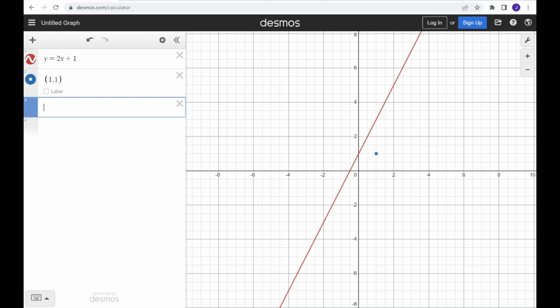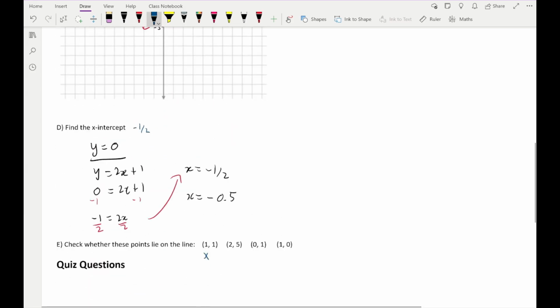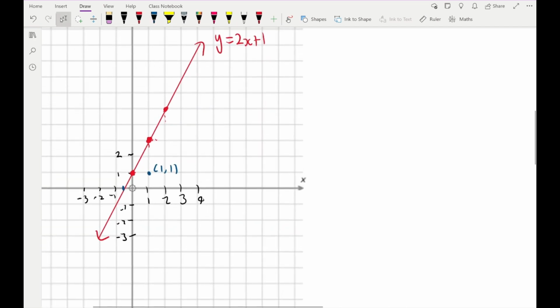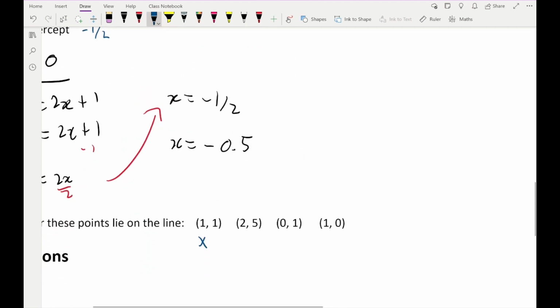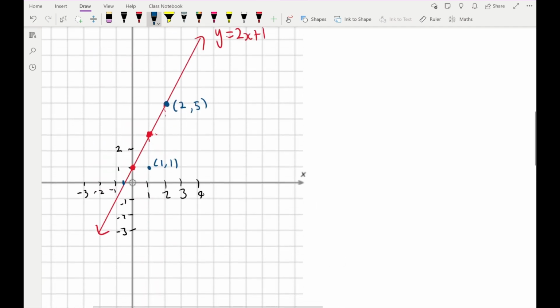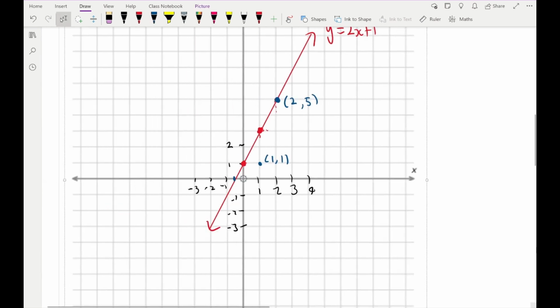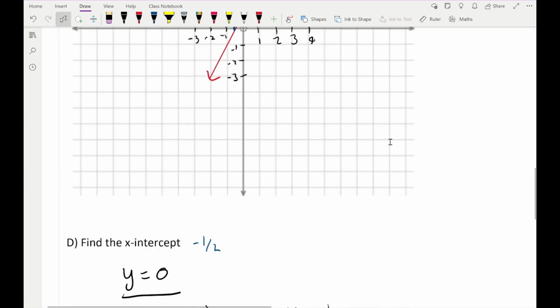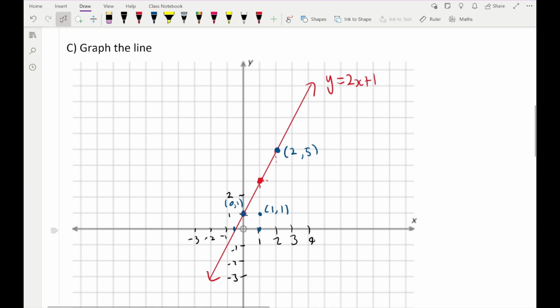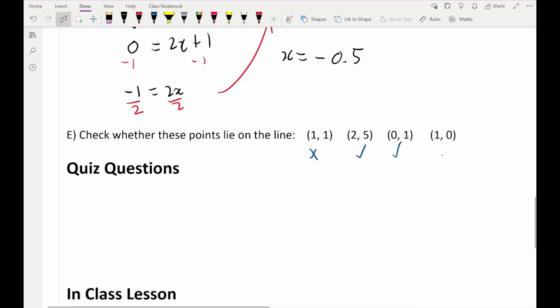So let's see what else we can graph. What other points are we looking at? (2, 5). So if I look at (2, 5), I believe it's that point up there, and it looks like this does lie on the line. (0, 1) is going to look like 0 on the x, 1 on the y. And it looks like that point will lie on the line. So we can tick that one off. (1, 0). I don't think that one will lie on the line. No, that's off the red line. So no, it does not.